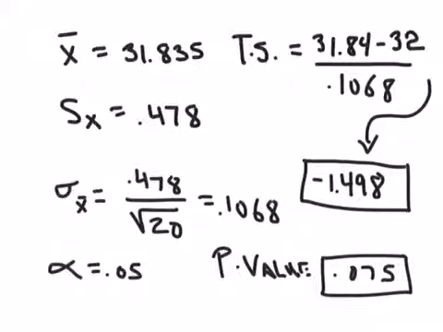We don't say that the machine is fine and it's dispensing at an average of 32. We just say we fail to reject. Don't forget. Okay.